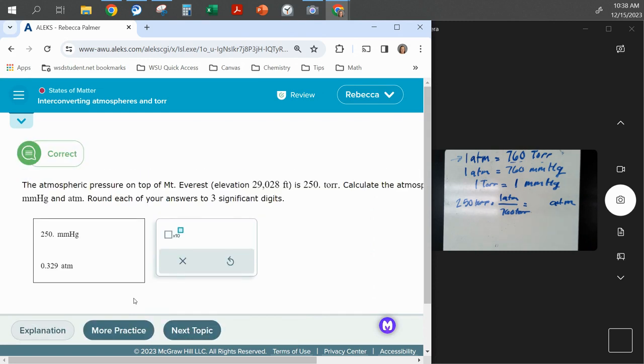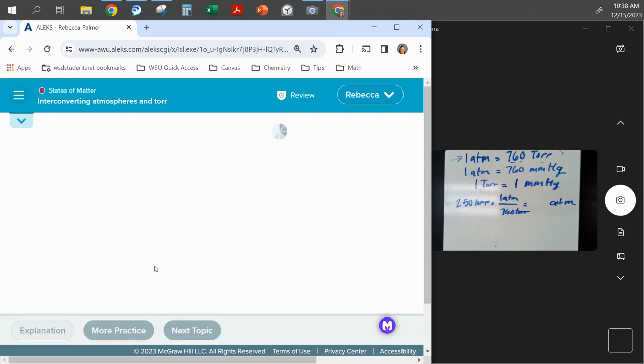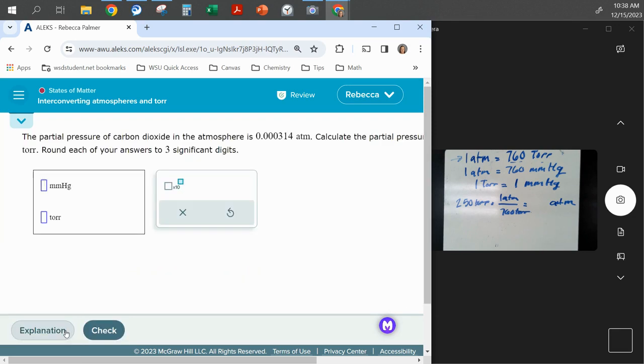Okay. How are we doing on that one? Are you okay? Yes. Let's try another one. So we'll write down the atmospheres. Oh, this one's little. 0.000314. That's in atmospheres. And we're trying to find that. Let's do the top one. We're trying to find that in millimeters of mercury and torr. We'll do millimeters of mercury first.